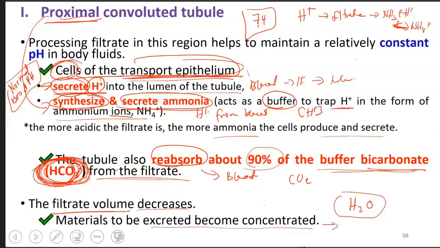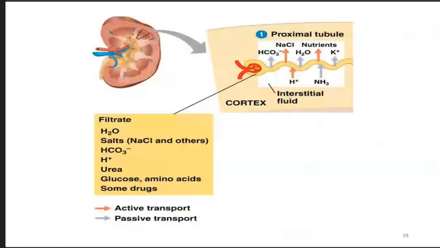So by looking at this diagram, as you can see, this is the process that occurs in the proximal tubule. The proximal tubule is in the cortex region of the kidney. In the cortex region, you have the glomerulus and the Bowman capsule that are involved in the process of ultrafiltration, and the filtrate that enters into the proximal tubule.